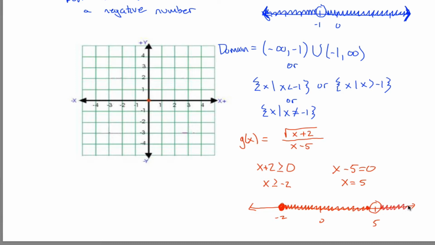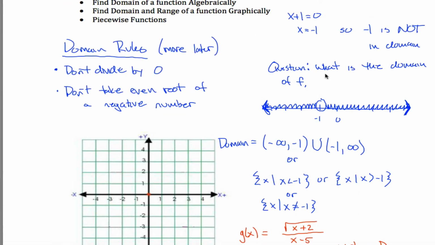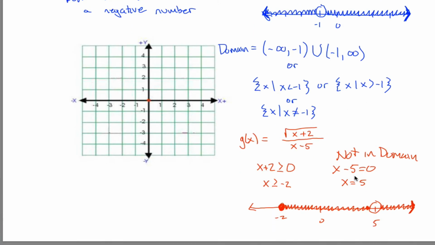Because remember, what I was doing over here in this second column is I was figuring out what values are not in my domain. Not in domain. So these are things you have to keep straight. Over here I figured out what was in my domain. Over here I figured out what was not in my domain. Kind of like up here when I figured -1 was not in my domain. So what I just figured out is x cannot be equal to 5. So really my set looks kind of like this.